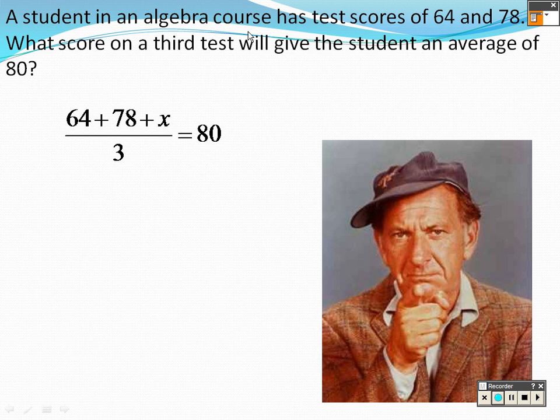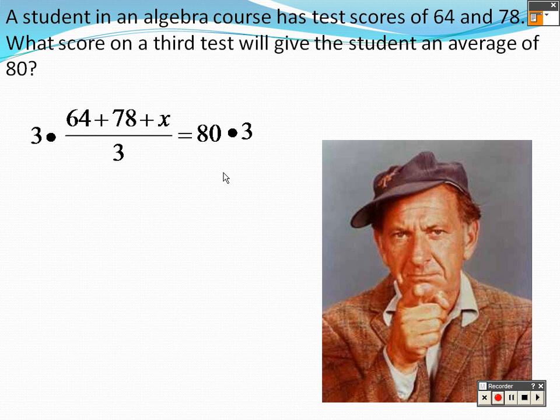Well, the first one is 64, 78. To find an average, you take all three, you add them together, divide by 3, and we know that it's supposed to be 80. Because average is you take the total and divide by the number of them. Well, we know the first test is a 64, the second test is a 78, the third test we don't know. So we add all those up, divide by 3, that equals 80.